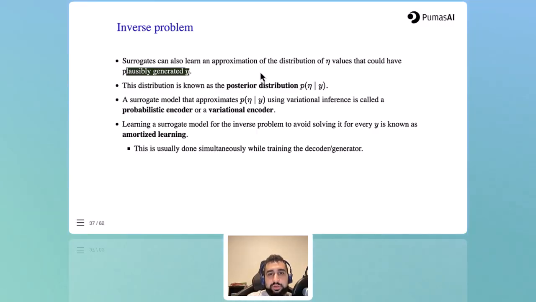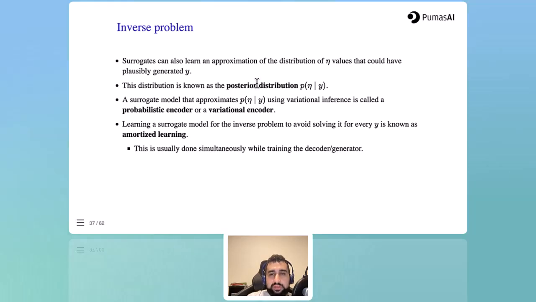And so this concept of the distribution of eta values that could have plausibly generated y is often called the posterior distribution. And it's denoted by this symbol here. So it's the probability of eta given y. Right, so given a specific value of y, which could be a real observation, for example, two observations of tumor size, one baseline and one after baseline, what are all the likely values of the latent variable or the random effect that could have generated these two observations for y? This concept is often called the posterior distribution.